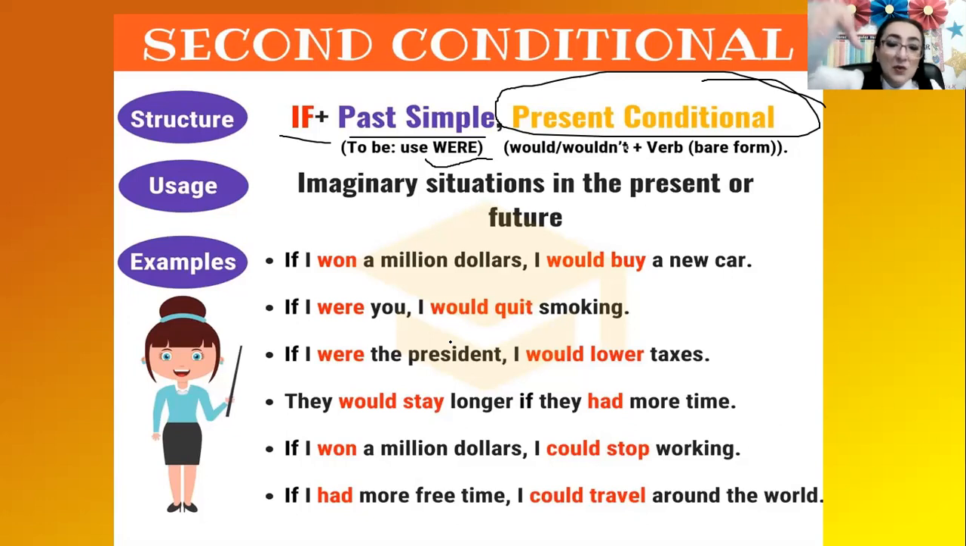If I had more free time, I could travel around the world. Can I use would and wouldn't? Yes. But remember that we can be using other conditionals, if your sentence is correct and if the context allows it. Could or would? Those are correct. Both are correct, okay?